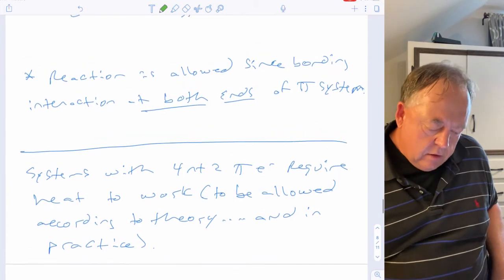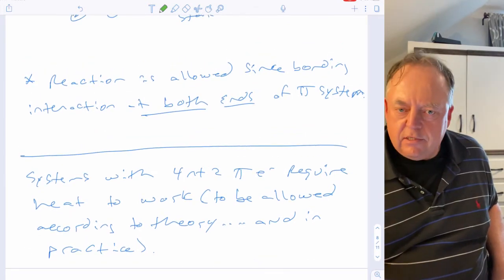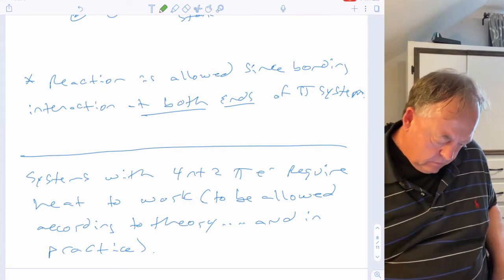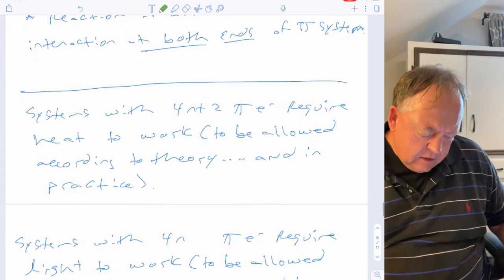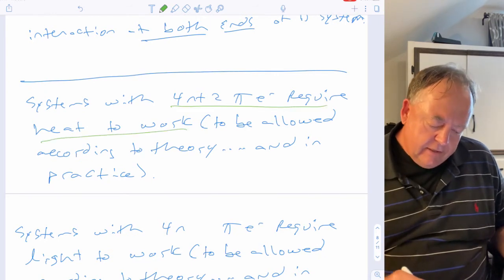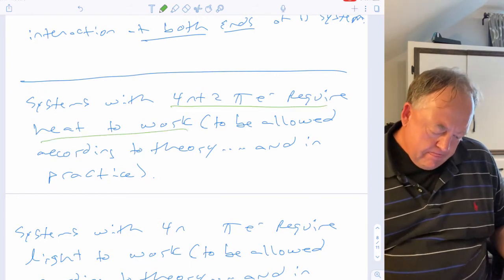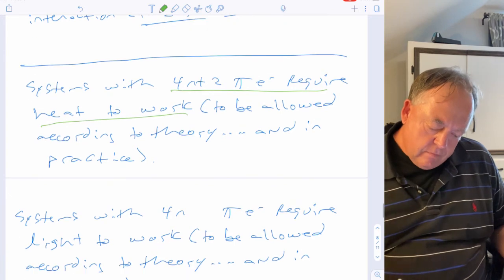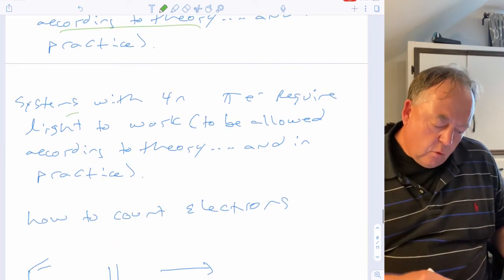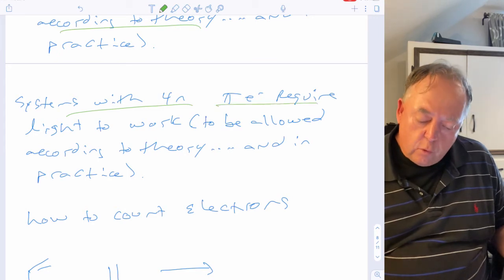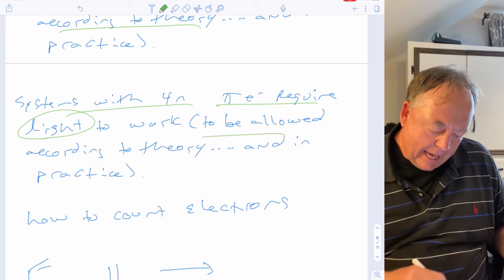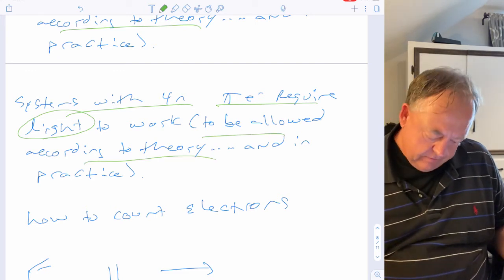So the reaction is predicted to work in the presence of light, but does not work in the presence of heat. So basically, systems that have 4n plus 2 pi electrons require heat in order to be allowed according to the theory, and systems with 4n pi electrons require light to be allowed according to the theory.